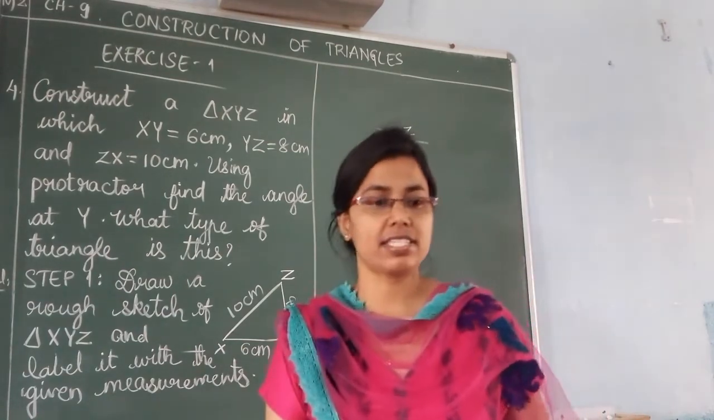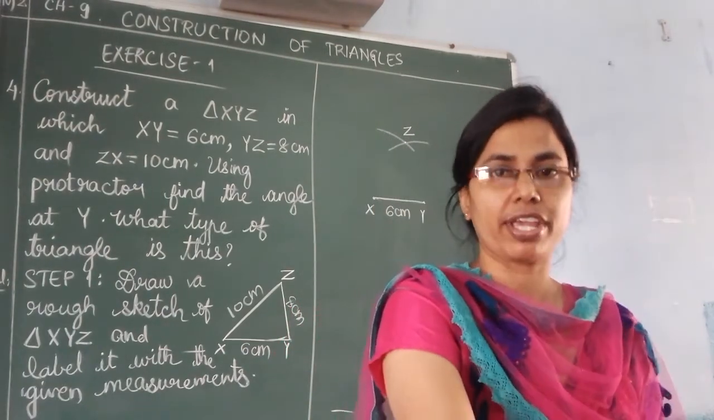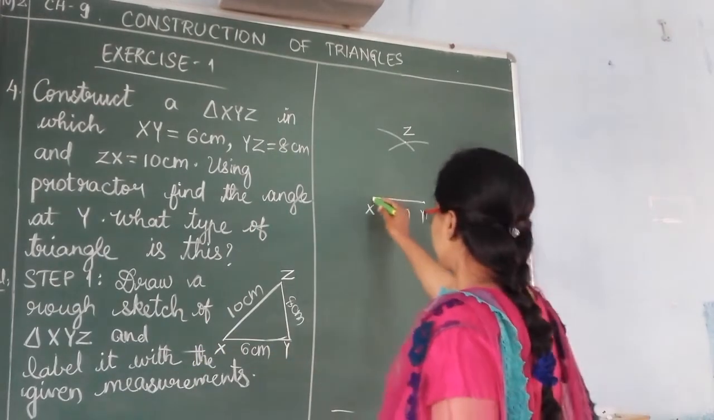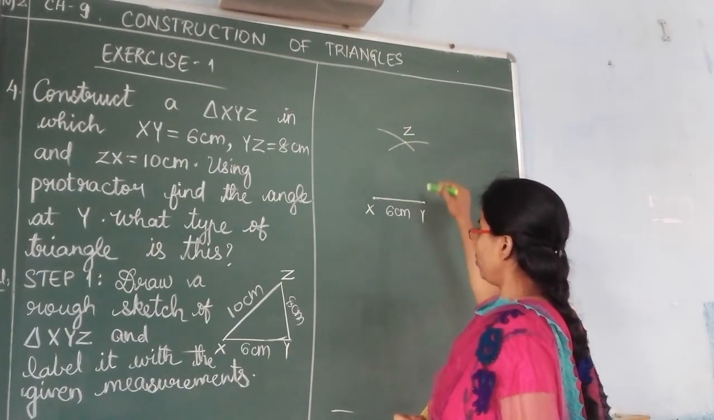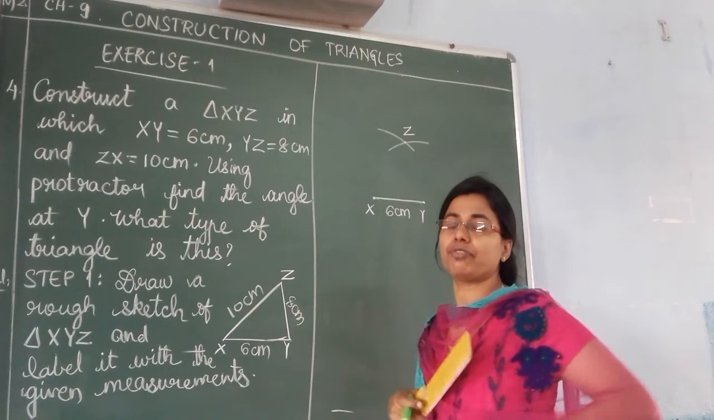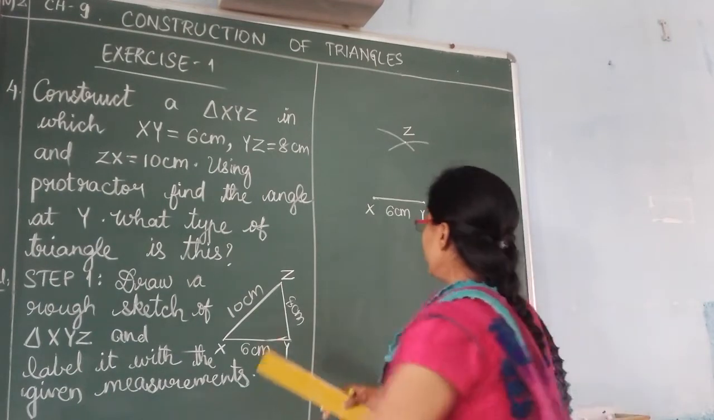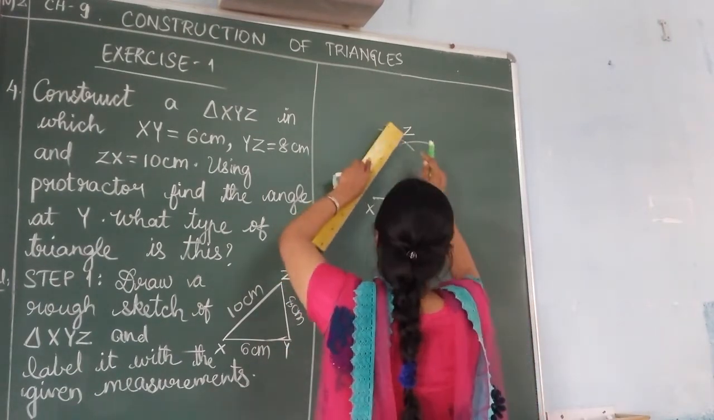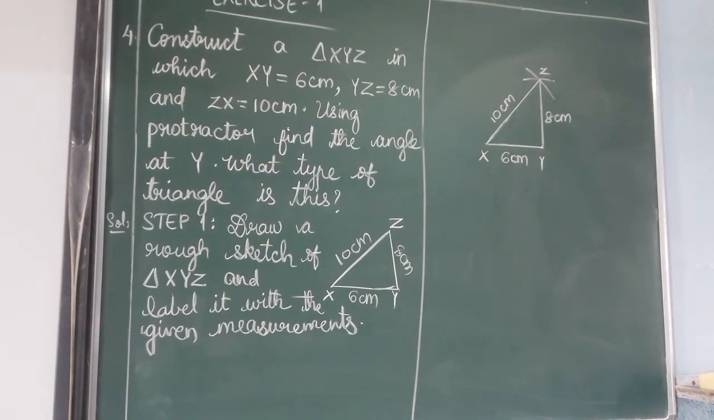Now the last step is we have to join X, Z and Z, Y. Then we are going to get the required triangle. So we have marked the point Z and then we have joined X, Z and Z, Y. So we got the required triangle X, Y, Z.